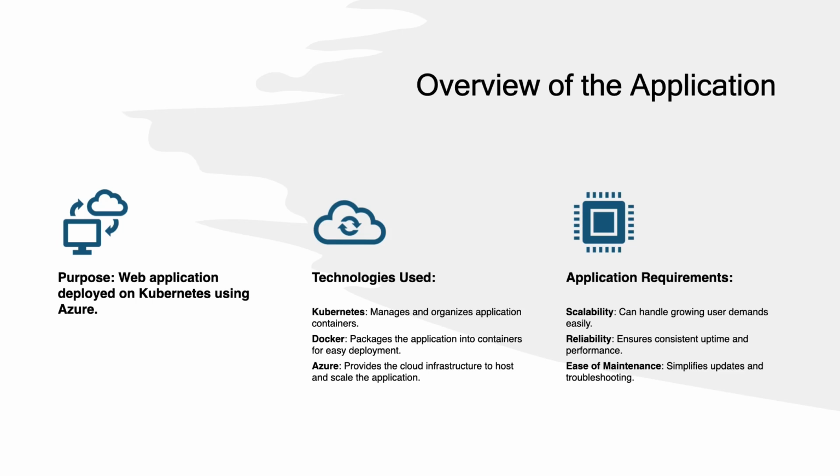Third, Azure, the cloud platform where we hosted our application. It provides all the services required for scalability, security, and reliability. Our application had the following key requirements: scalability, reliability, and ease of maintenance. Scalability means handling increased user demand without performance drop. Reliability means it should remain consistently available without downtime. And ease of maintenance means updates and troubleshooting should be simple and efficient.